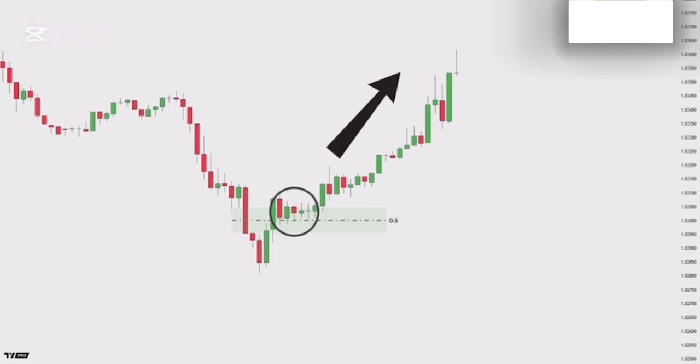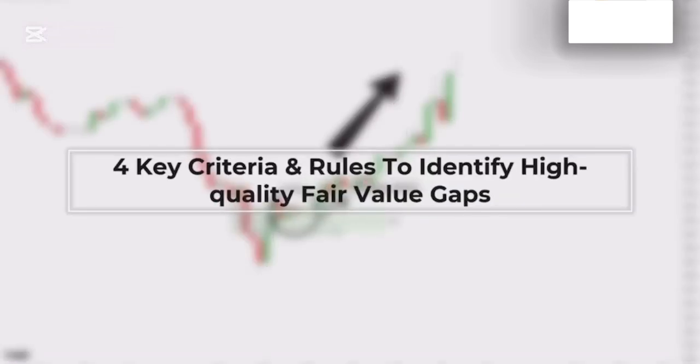As I mentioned earlier, not all fair value gaps are created equal. Some are far more likely to result in profitable trades than others. So now, let's break down the 4 key criteria and rules that help us identify high-quality fair value gaps, especially the ones with the highest probability of success.